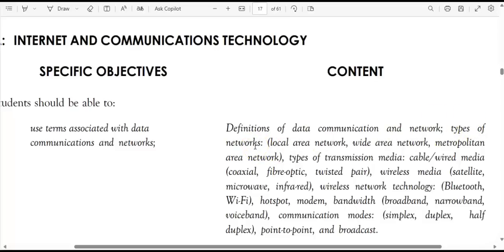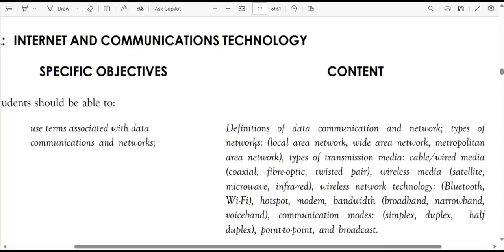Now, what do we mean by wide area network, WAN, which is another type of network? A wide area network covers a very large area, often a country or the entire world. It connects multiple local area networks and also metropolitan area networks over long distances. It is slower in terms of speed than the local area network or the metropolitan area network. So it covers a large geographical area.